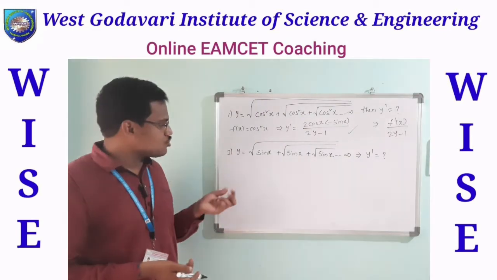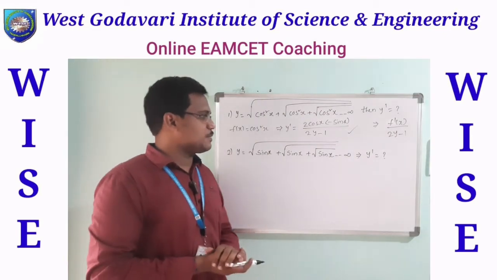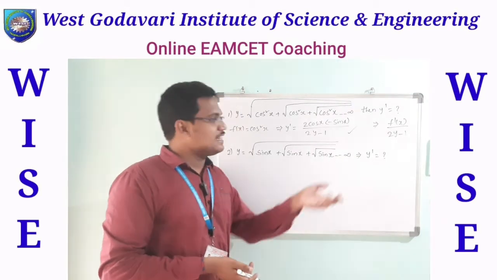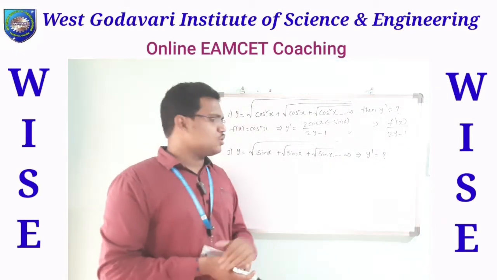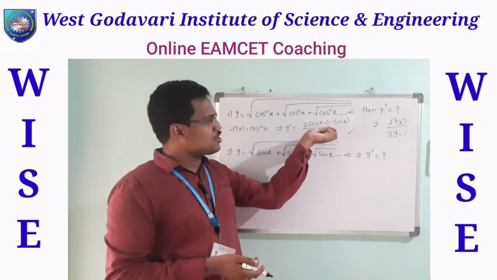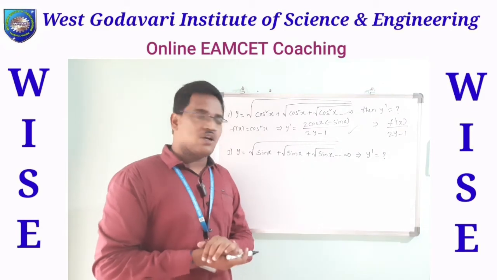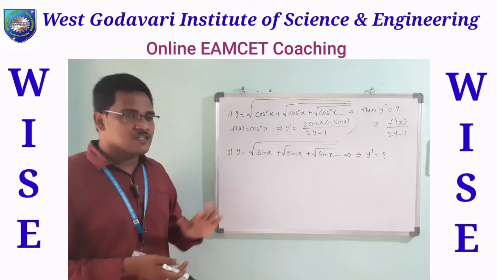Now see another question, y is equal to square root of sin x plus square root of sin x plus square root of sin x and so on to infinity. Then y dash is equal to? We can do this problem not only by the shortcut method, but also by the traditional way. Now see the traditional way for this problem.